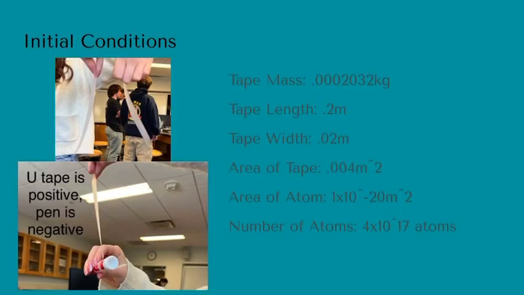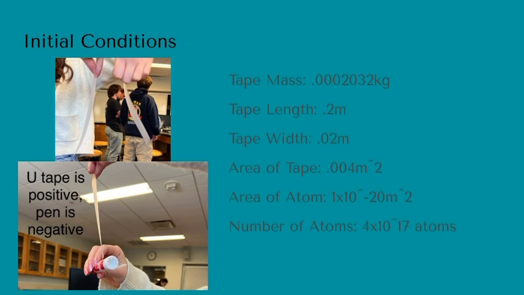So for our initial conditions, we had a tape mass of 0.0002032 kilograms, tape length was 0.2 meters, tape width was 0.02 meters, the area of the tape was 0.004 meters squared. The area of one atom is 1 times 10 to the negative 20 meters squared, and the number of atoms within the piece of tape is 4 times 10 to the 17 atoms.